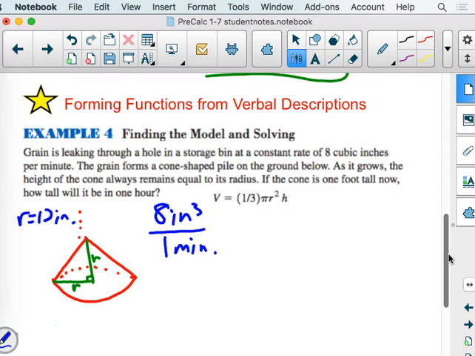So what I would want to know is, what's the volume of this thing right now? I mean, we need a place to start, and that would be, hey, the grain is on the ground. What's the volume of the grain that we have right now? Then we can figure out how much grain is going to be added to it in the next hour, and then go from there. So let's just go that far first.